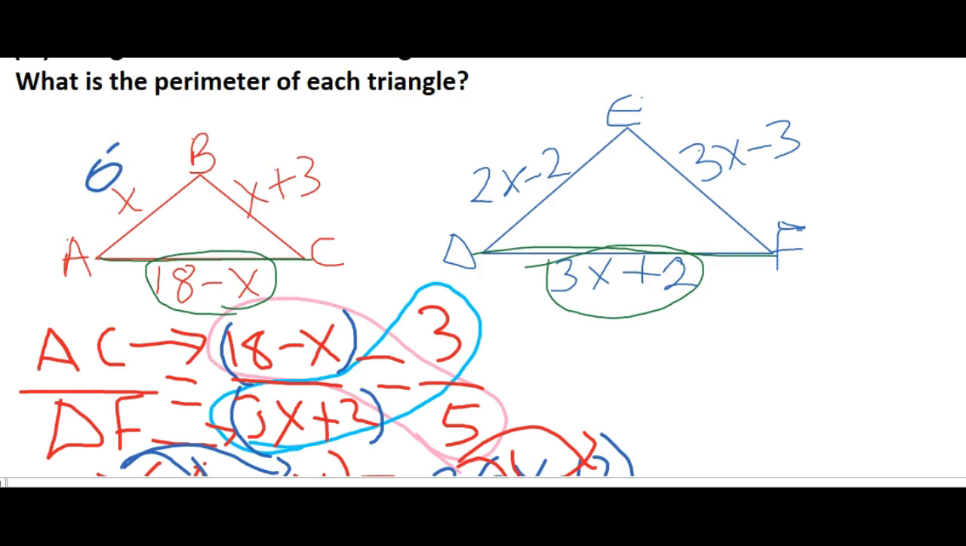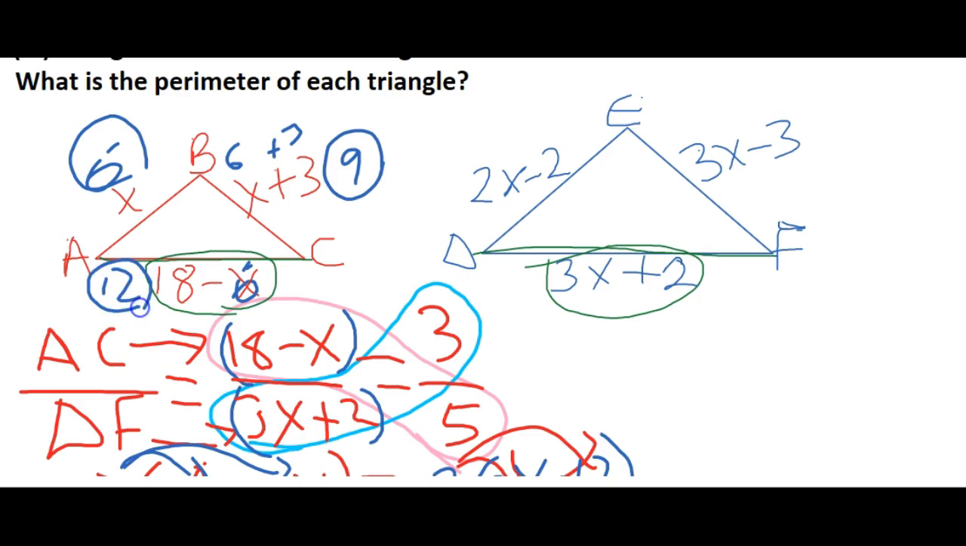If we replace x with 6, this side is going to be 6, because it's x. How about this side? x plus 3 is 6 plus 3, which is 9. How about this side? 18 minus 6 is 12. And how about here? This is 2 times 6 minus 2. So make sure you follow the order of operations. 2 times 6 is 12, minus 2 is 10. So this side is 10.